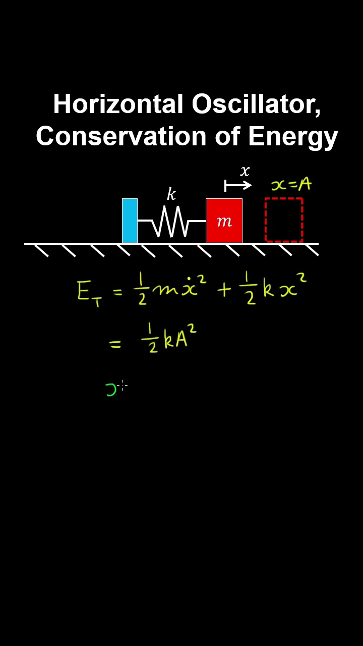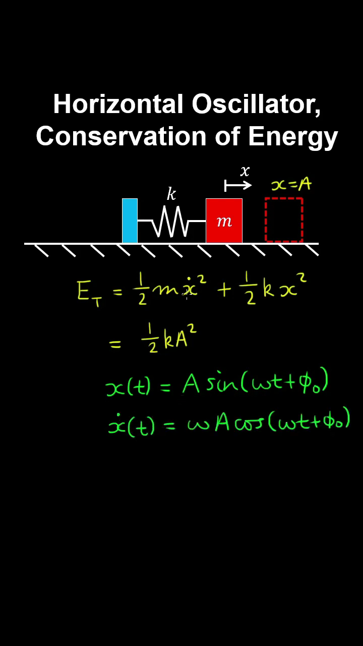And we can show this by using the solution to the differential equation, which we derived as follows. And if we differentiate this, you'll get an expression for the velocity of the block. So these expressions can be substituted in a total energy equation.